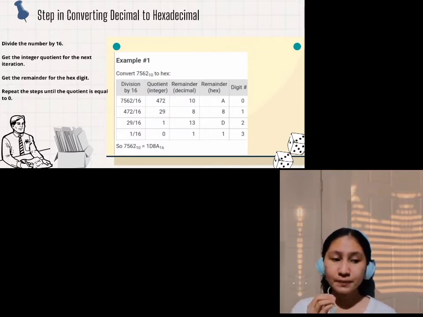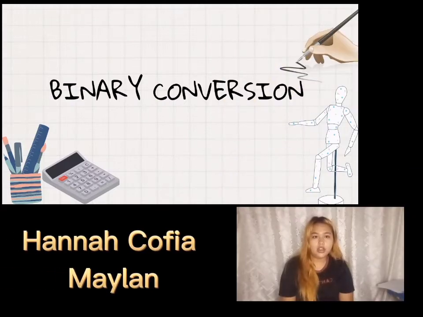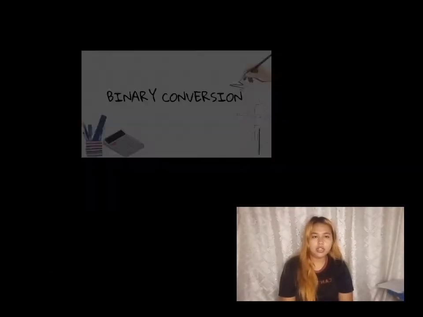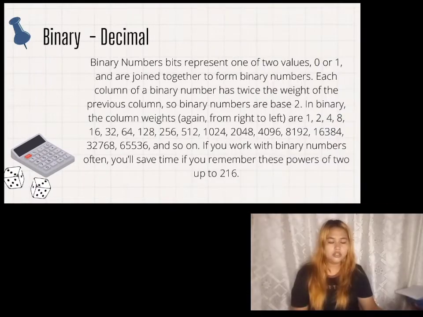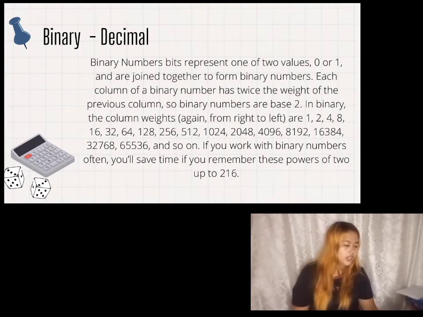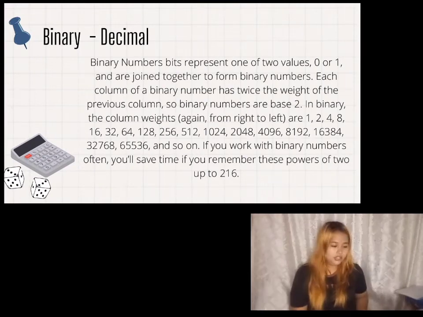On the following conversions, let me pass the turn to the others. I am Hannah Kafia Mailan, and I will explain the binary conversions. Binary to decimal conversions. Bits in binary numbers represent one of two values, 0 or 1, and are combined to form binary numbers, because each column of binary numbers is twice as heavy as the previous column. Binary numbers are base 2. Column weights in binary are 1, 2, 4, 8, 16, 32, 64, and so on, again, from right to left. If you work with binary numbers frequently, remembering these powers of 2 will save you time.